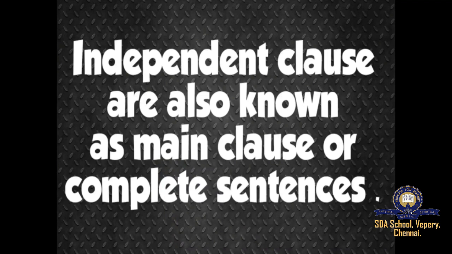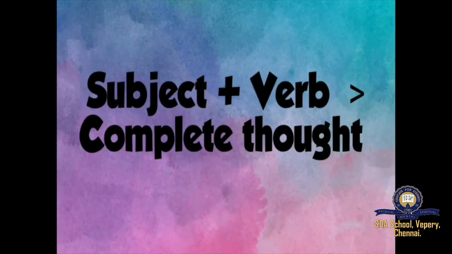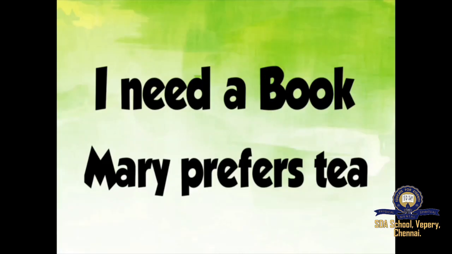Now, I'll give an easy technique to find it. That is, subject plus verb that gives a complete thought is called an independent clause. Let's see some examples. I need a book. Mary prefers tea. In the first sentence, I is the subject, and the remaining part, need a book, is the predicate. Also, this sentence is complete and it gives meaning. I need a book. It gives meaning, right? Therefore, it is called an independent clause.